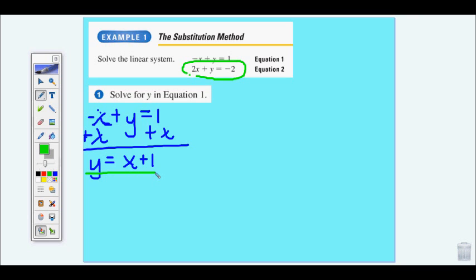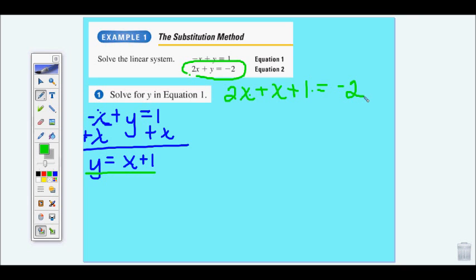So I'm going to do 2x plus, and I'm going to put in my new y, which is x plus 1. Plus 1 equals negative 2.